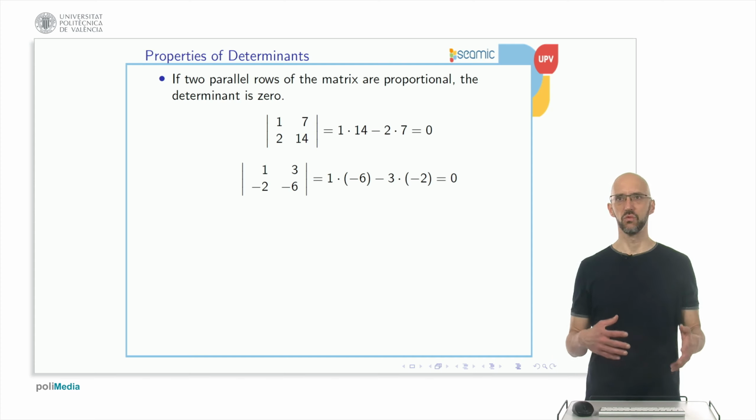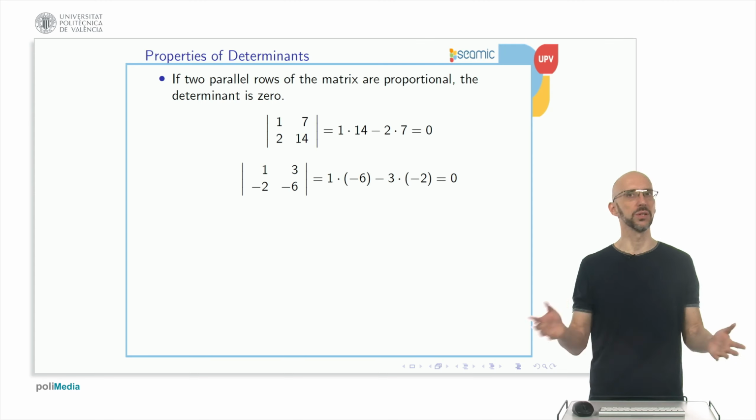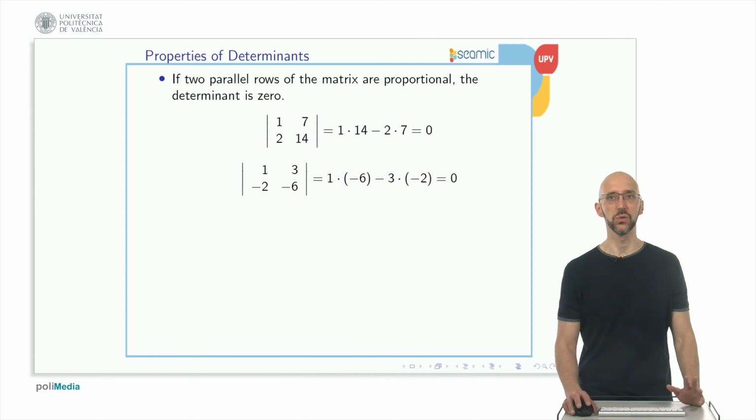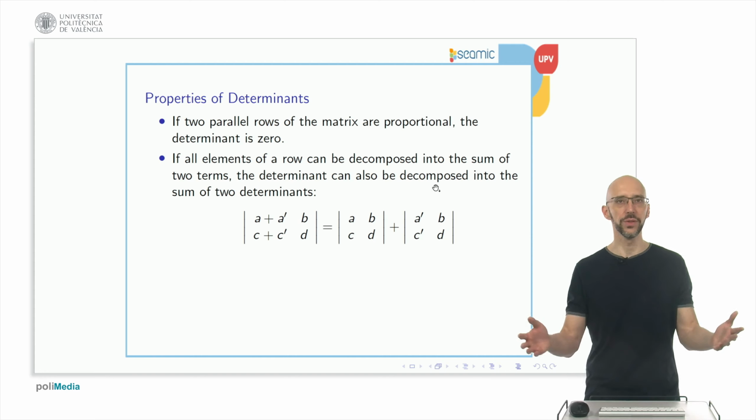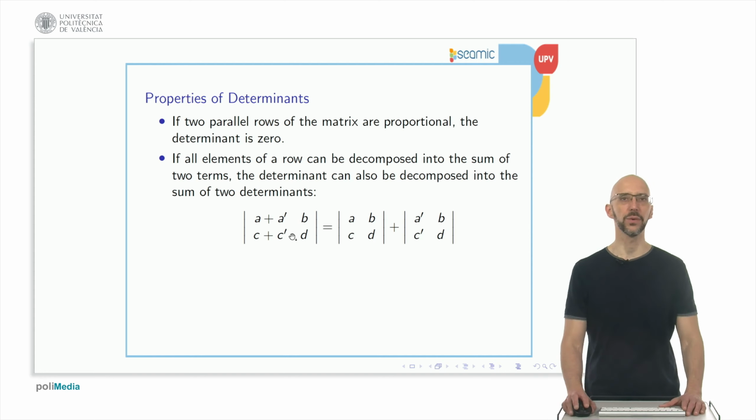If you just realize that two rows are proportional, then you don't need to multiply anything and you are saving time again. Okay, more things. If all elements of a row can be split into the sum of two terms, the determinant can also be turned into two different determinants. For example, what does this mean?